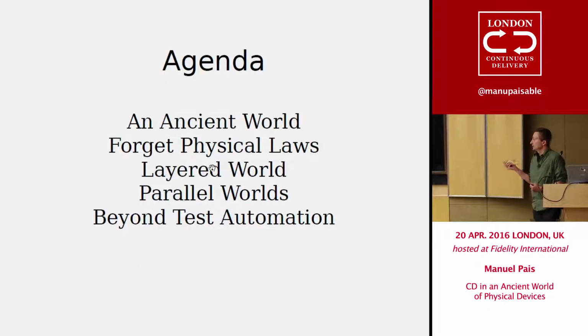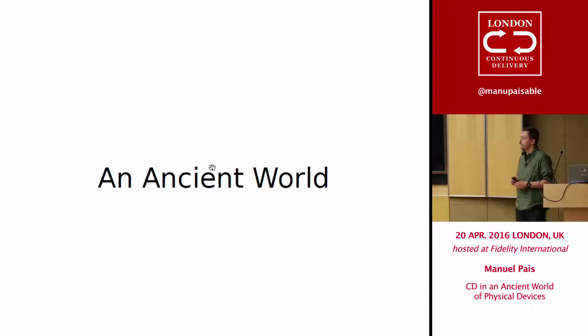So this is the agenda. I'll start by giving a little bit of context, what I'm calling an ancient world. And then the next three are kind of recipes to solve some of the problems we found. And the last one is a little bit beyond test automation. What else were we doing in terms of continuous delivery?